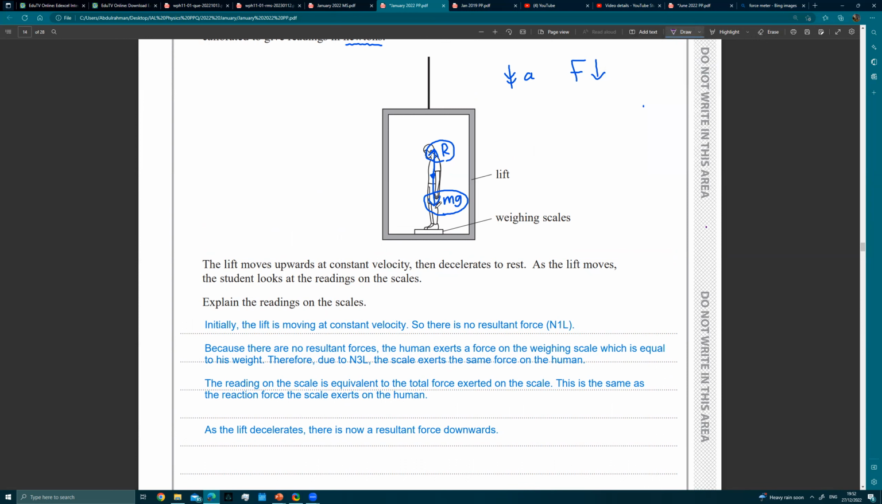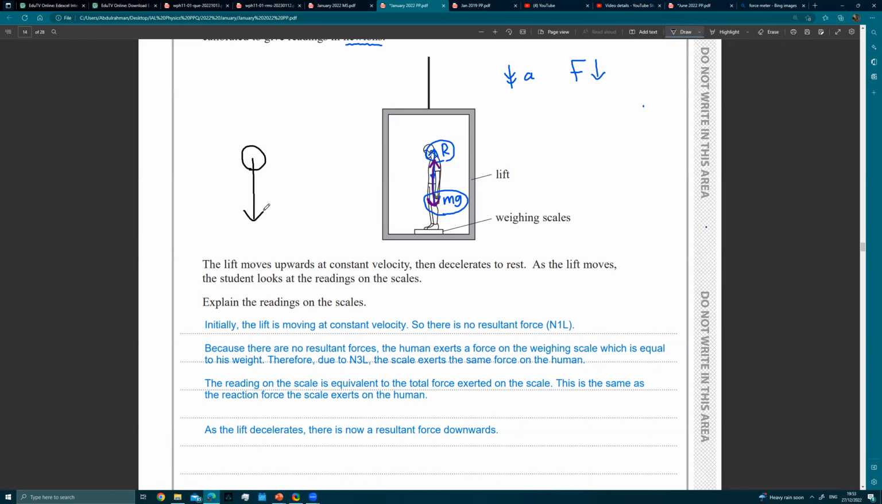Right? So far, so good. However, does mg ever change? Does his weight ever change? No, his weight is always his mass times 9.81. So this downward force acting on the human never ever changes. So how is it possible to have a resultant force downwards? That means the reaction force must have decreased. Does that make sense? I'll try to explain it one last time. You guys need to talk. Tell me yes, no, maybe.